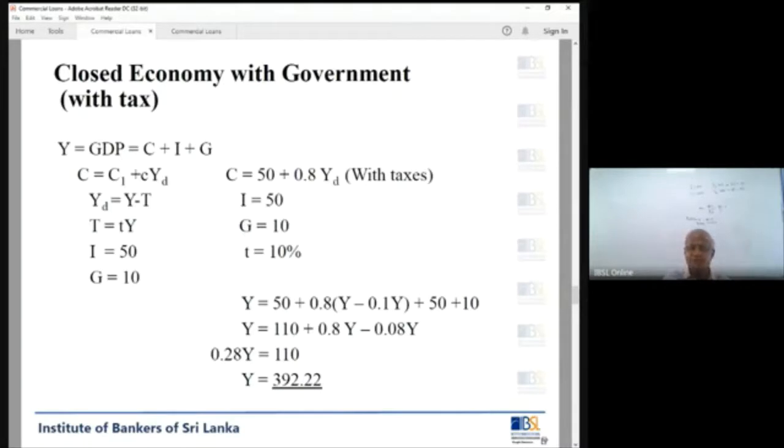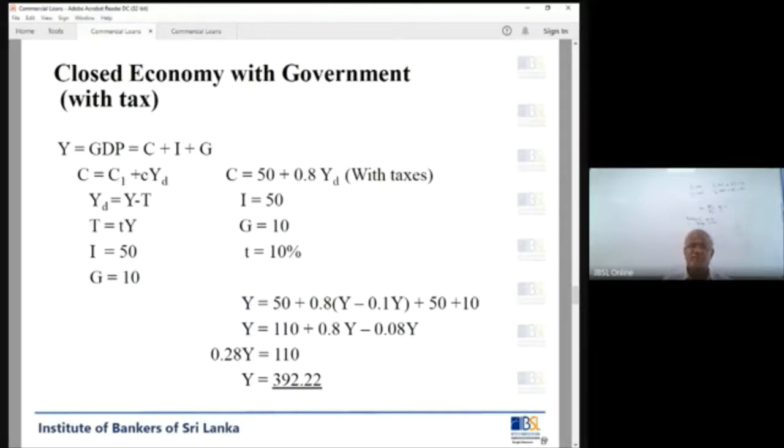Bring all Y terms to the left-hand side. The answer will be Y minus 0.8Y plus 0.08Y. The answer is 0.28Y equals 110. Y equals 110 divided by 0.28, which is 392.22. That is the income.